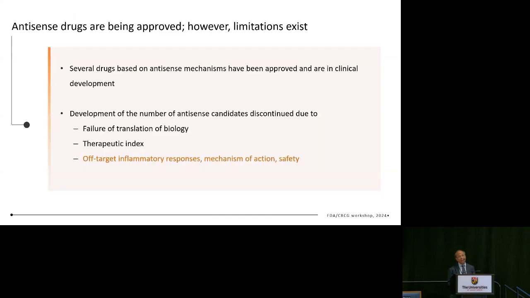So again, drugs are being approved, but a number of drugs are also failing at different stages, and that could be for many reasons. It could be the failure of translation of biology. But as you read more about it, it is really off-target effects, inflammation, or a safety signal. So are we still seeing inflammation coming from the sequences and the chemistry, and how shall we analyze those going forward?